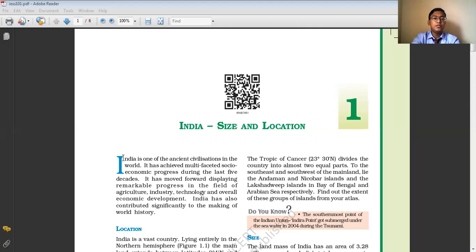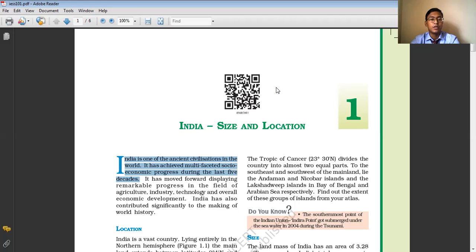As we know, India is one of the ancient civilizations in the world, and India has achieved multifaceted socio-economic progress during the last 5 decades. India has a very long history, and India has achieved multifaceted development. Multifaceted development means we have achieved development in various fields, like in the field of economy, technology, and medical sectors. In all the sectors, we have achieved a lot of development.